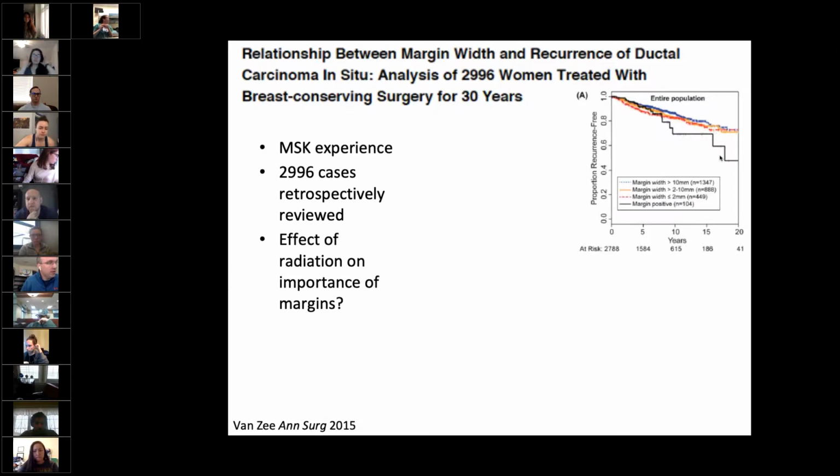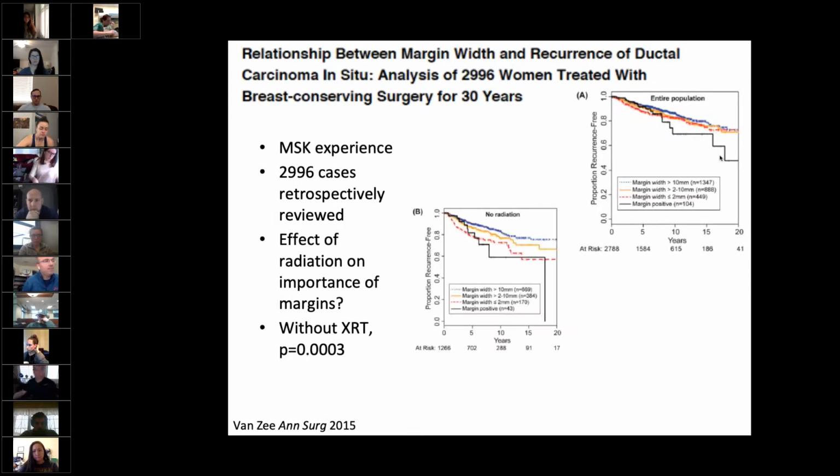So the effect of radiation on the importance of margins. What I'm trying to show here is that in the entire population, margins probably matter a little bit. If we look at just women who got radiated and just women who did not get radiated, you can see that the curves separate very nicely. So if you're not going to radiate a patient, their risk of recurrence has a lot to do with your margin.